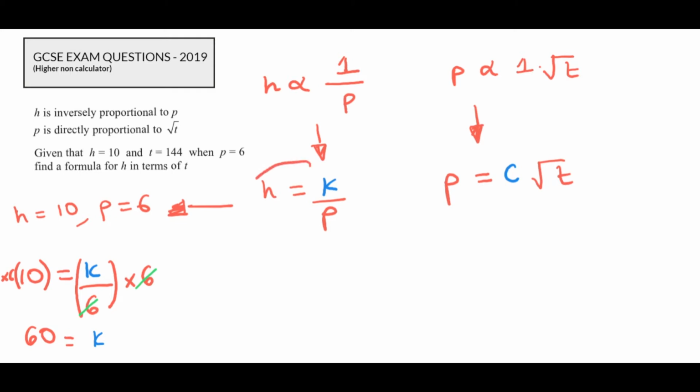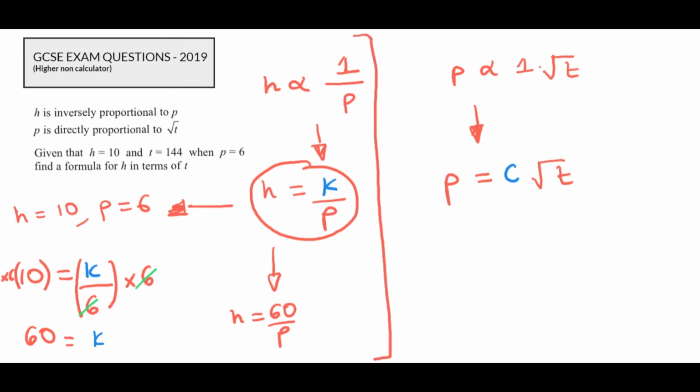So what I'm going to do now is take this and rewrite it. H is equal to K, which I just discovered to be 60. So I'm going to put 60 divided by P. That's step number 1 done. Now, let me just put this there. Now, let's go to the right-hand side.